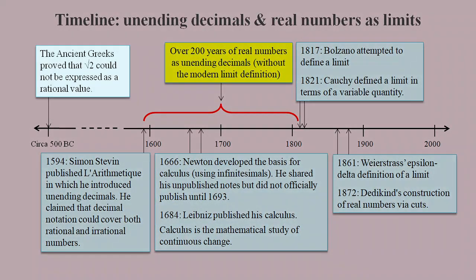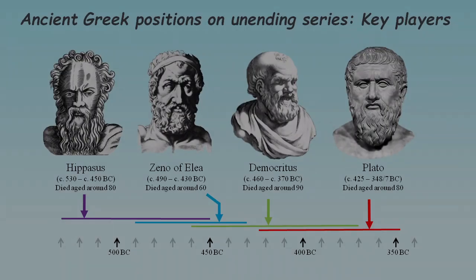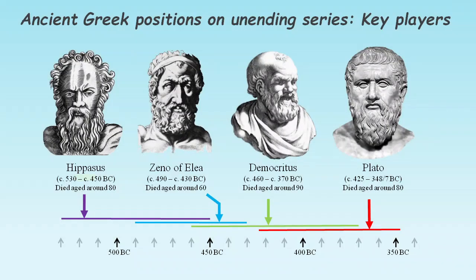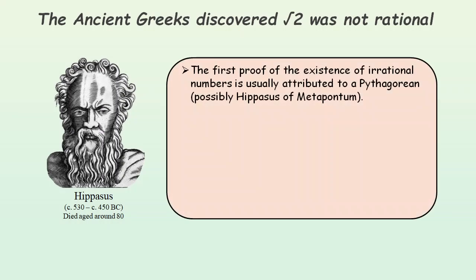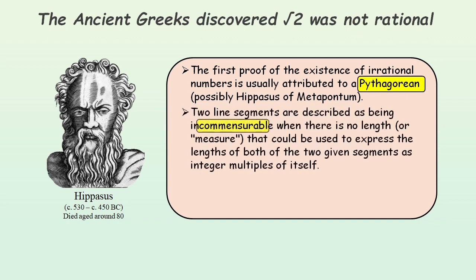It was about 500 years BC when the ancient Greeks proved that the square root of 2 could not be expressed as a rational value. We are not sure who devised that proof, but it is usually attributed to Hipparchus of Metapontum. Hipparchus was a Pythagorean philosopher. The argument involved line segments and was referred to as incommensurability.